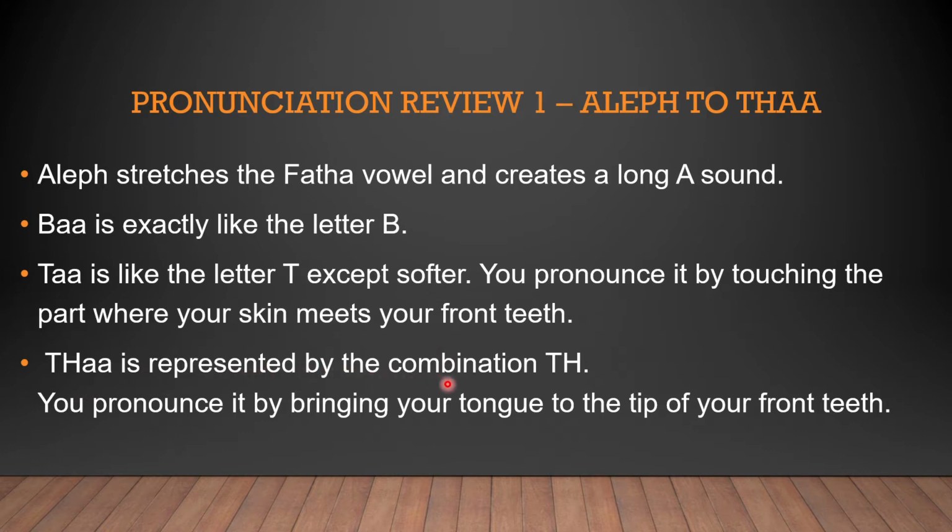Tha is represented by the combination TH. There is no actual equivalent in English for the letter Tha, so we use the combination TH. You pronounce it by bringing your tongue to the tip of your front teeth. Just like we did in the case of Ta, over here we bring our tongue forward, but even more forward, and we touch the tip of our front teeth. Instead of touching the back part, we touch the front part and it becomes Tha. This is a completely new sound, so it requires some practice for an English speaking audience. However, if you practice it every day, in no time your Tha will be perfect.